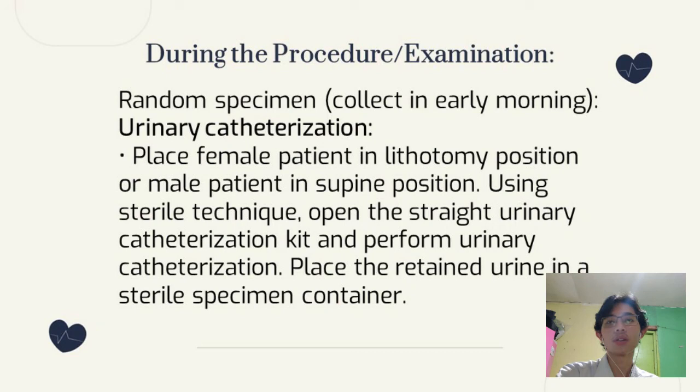Next is for urinary catheterization. Place female patient in lithotomy position or male patient in supine position. Using sterile technique, open the straight urinary catheterization kit and perform urinary catheterization. Place the retained urine in a sterile specimen container.